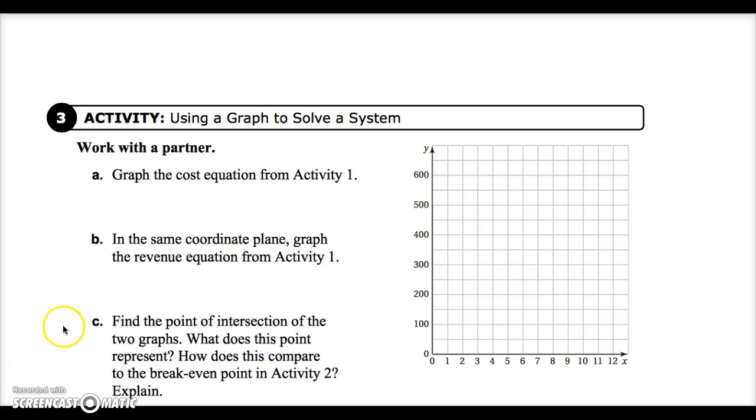So I want you to go ahead and do activity 3. You're going to graph both of those equations on this one graph, and you'll see the point of intersection is where the two costs are equal to each other at 10 nights. So go ahead and finish this activity 3.